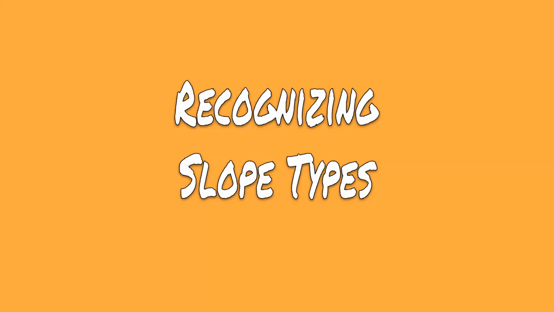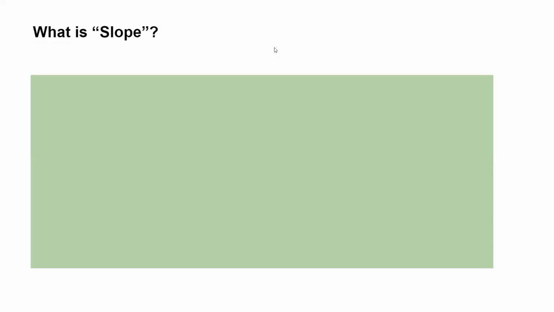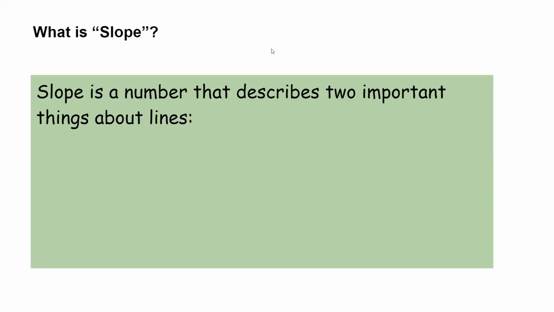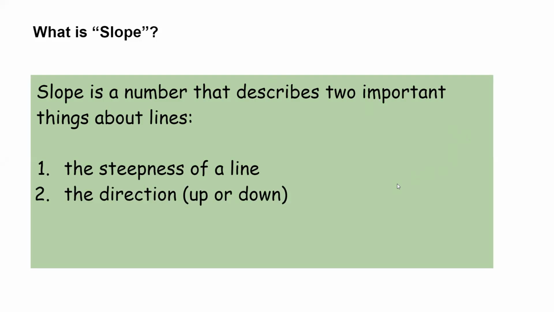In this video, I'm going to talk about recognizing different slope types without actually trying to measure them. So first, a quick review of the concept of slope. Slope is a number that describes a couple of important things about the characteristics of a line: the steepness of the line and the direction, whether it's going up or down from left to right. We'll talk about that a little bit more in a minute.